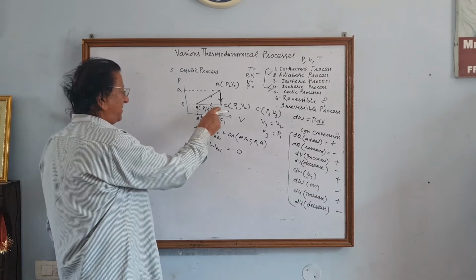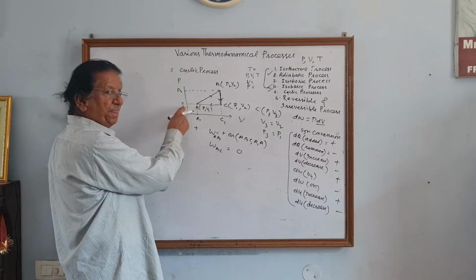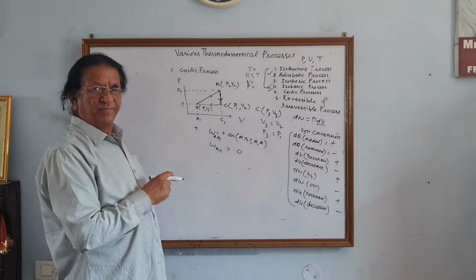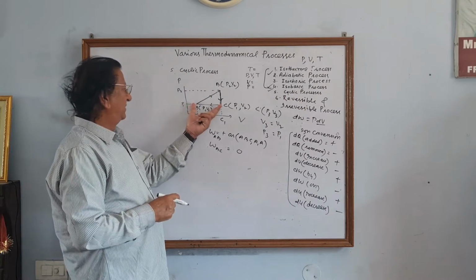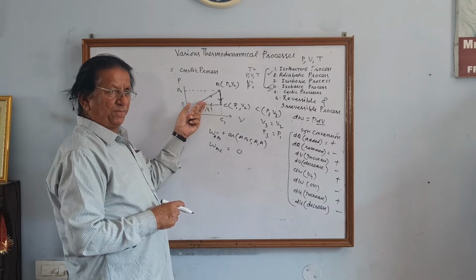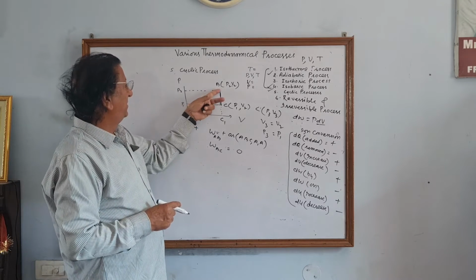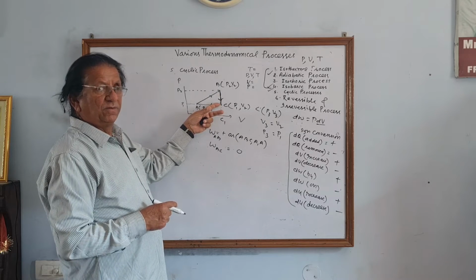And when it is brought from C to A, pressure is constant. When pressure is constant, it is an isobaric process. So this part, CA, indicates isobaric process is going on. B to C indicates isochoric.